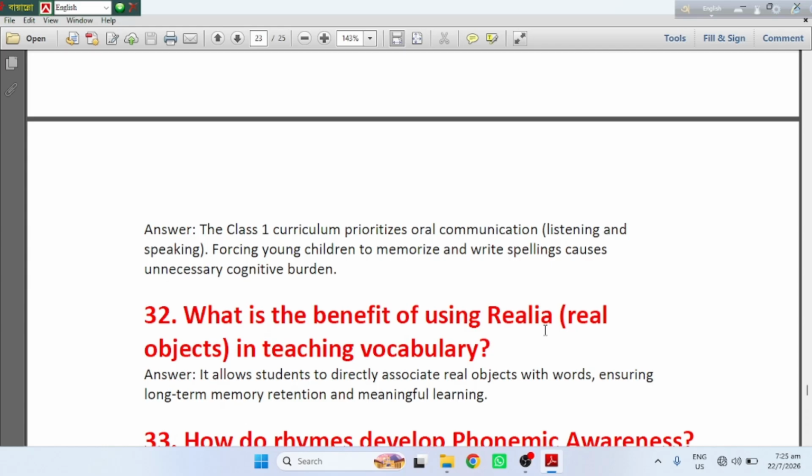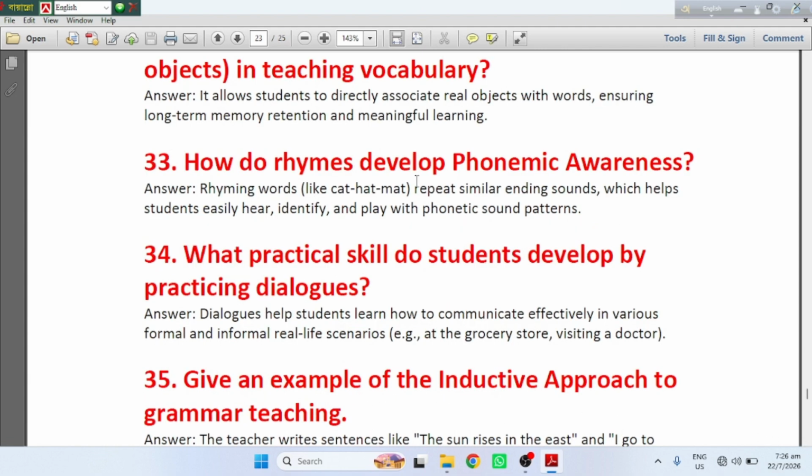What is the benefit of using a real object in teaching vocabulary? It allows students to directly associate the real object with the word, ensuring long-term memory retention and meaningful learning. How do rhymes develop phonics awareness? Rhyming words like cat, hat, mat repeat similar ending sounds, which helps students easily hear, identify, and play with phonetic sound patterns.